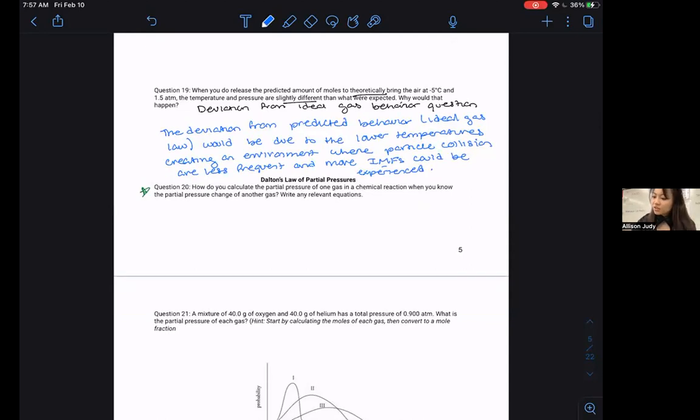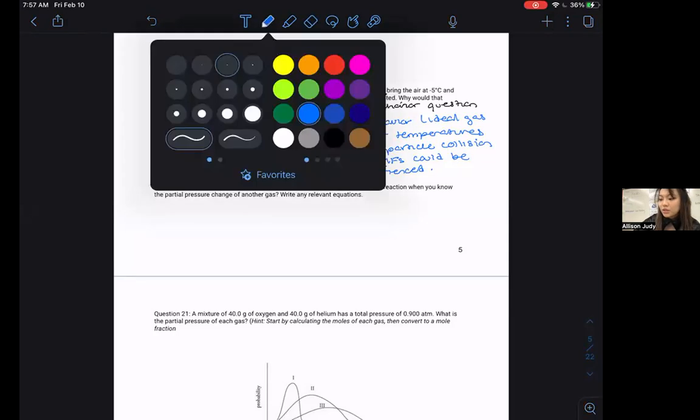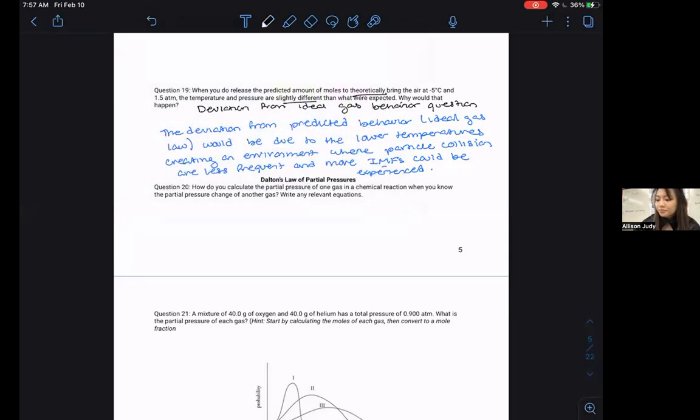All right, so moving on to question 20. How do you calculate the partial pressure of one gas in a chemical reaction when you know the partial pressure change of another gas? Any relevant equations. So here, this is purely a conceptual question where I want you to understand, and where the AP wants you to understand, what are the necessary equations when you're asked to look at the particular contribution of one gas in a mixture of gases? And that's where Dalton's law of partial pressure comes into place.